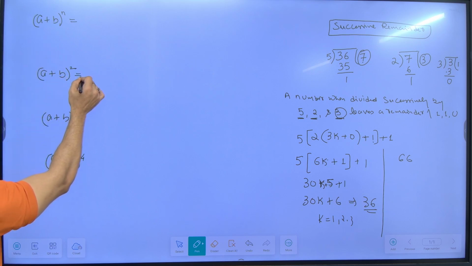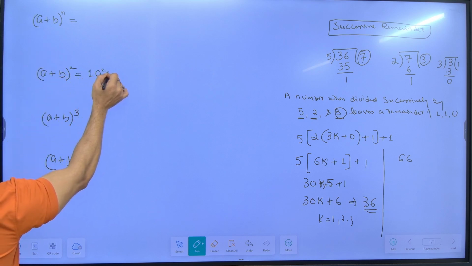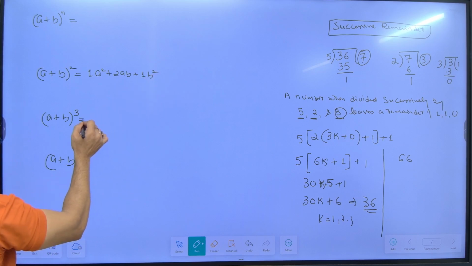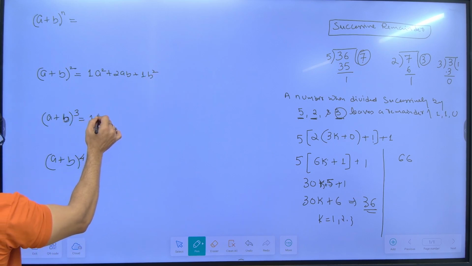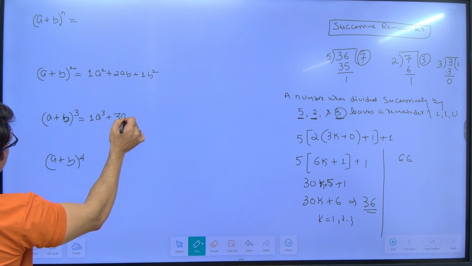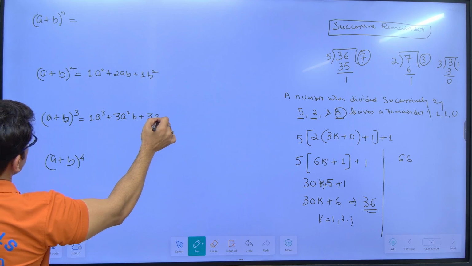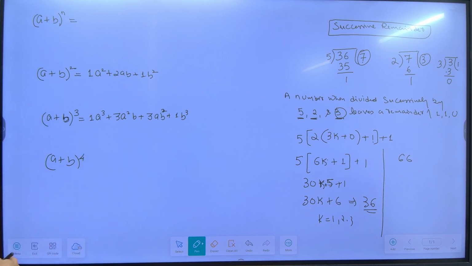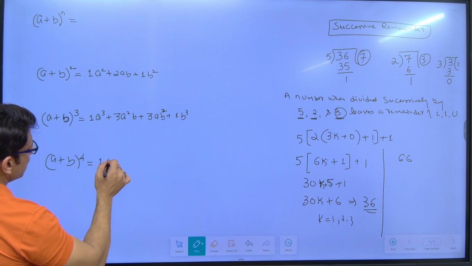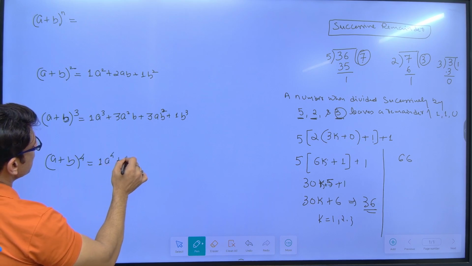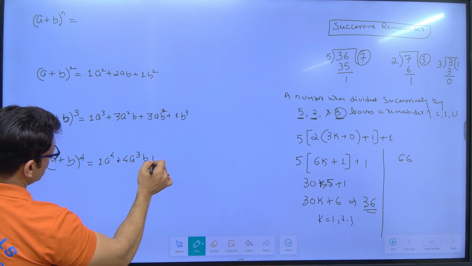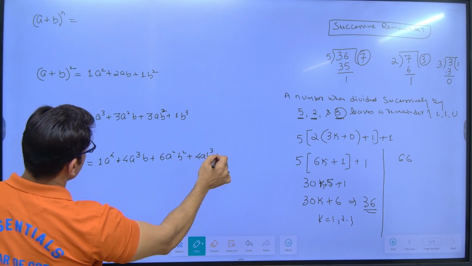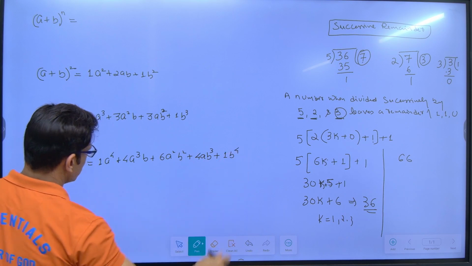What is a plus b whole square? 1a square plus 2ab plus 1b square. a plus b whole cube is what? 1a cube plus 3a square b plus 3ab square plus 1b cube. And a plus b raised to the power 4 is again 1a raised to the power 4 plus 4a cube b plus 6a square b square plus 4ab cube plus 1b raised to the power 4.